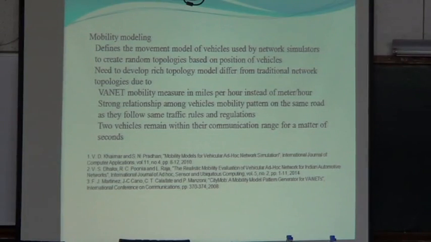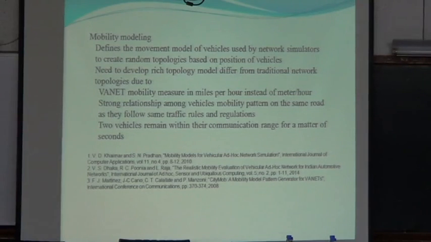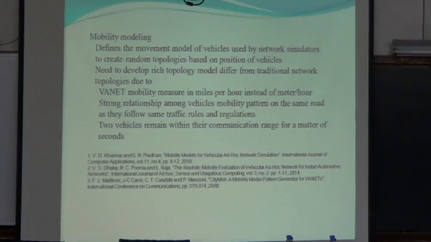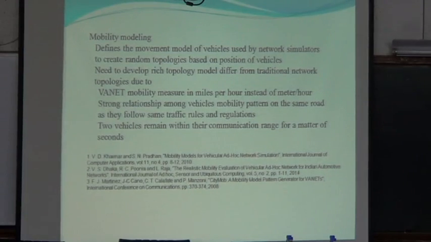So there is a basic difference between traditional networks and VANET. There is a basic difference between mobile ad hoc networks and vehicular ad hoc networks. The basic differences are that the vehicles are moving at a high speed and their speed changes rapidly. But the vehicles on a particular road, on a particular path, follow the same traffic roads.